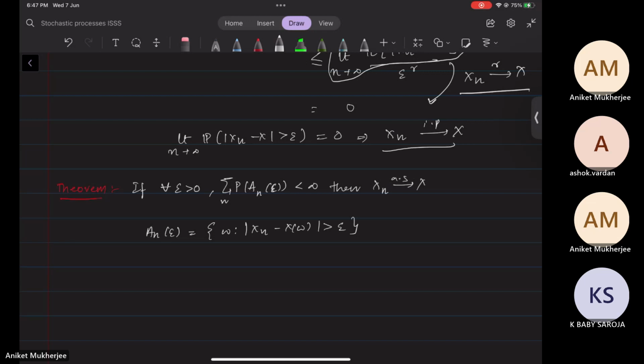So what this is saying is, this is an event, right? This event says collect all the omegas where Xn does not converge to X. Now, if the sum of the probabilities of these events is less than infinity, then Xn almost surely converges to X. Do you understand why this is true? Like the intuition behind it.